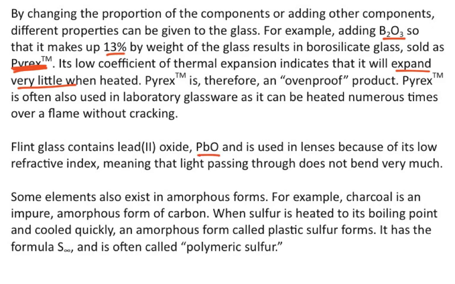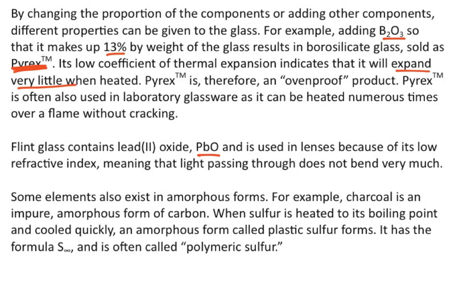If we add lead 2 oxide to the glass, it's called flint glass. That flint glass is actually used in glasses, eyeglasses that is. The benefit to that is the light doesn't bend very much when it goes through flint glass, and for most people their eyesight is close enough. They only need the light to bend a little bit, so that gives a little bit of extra control.